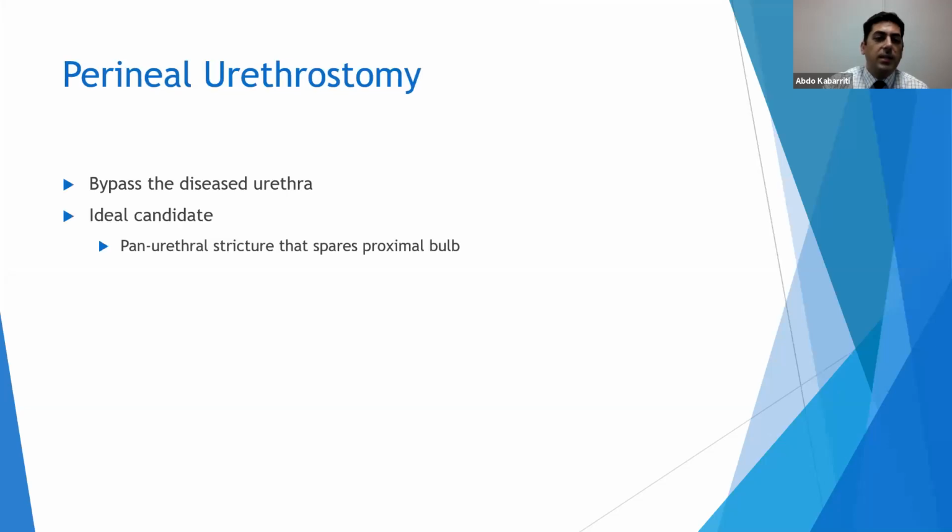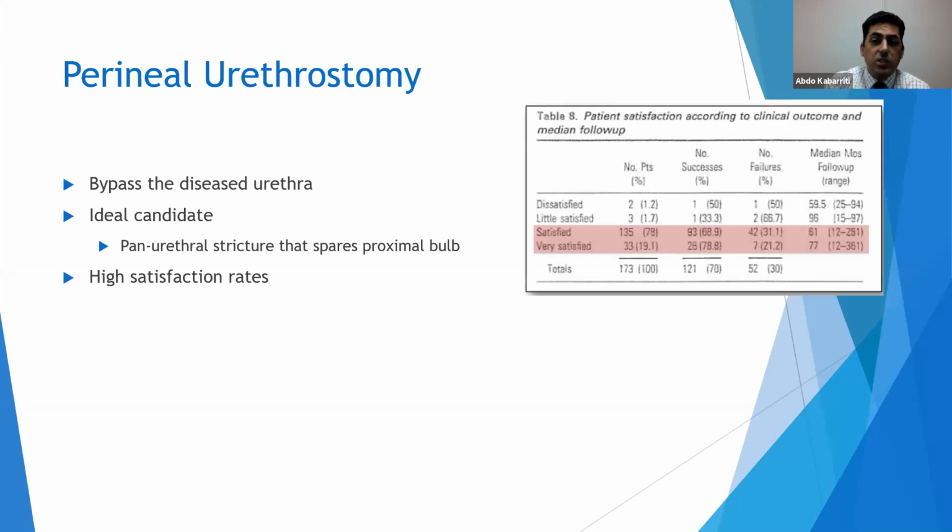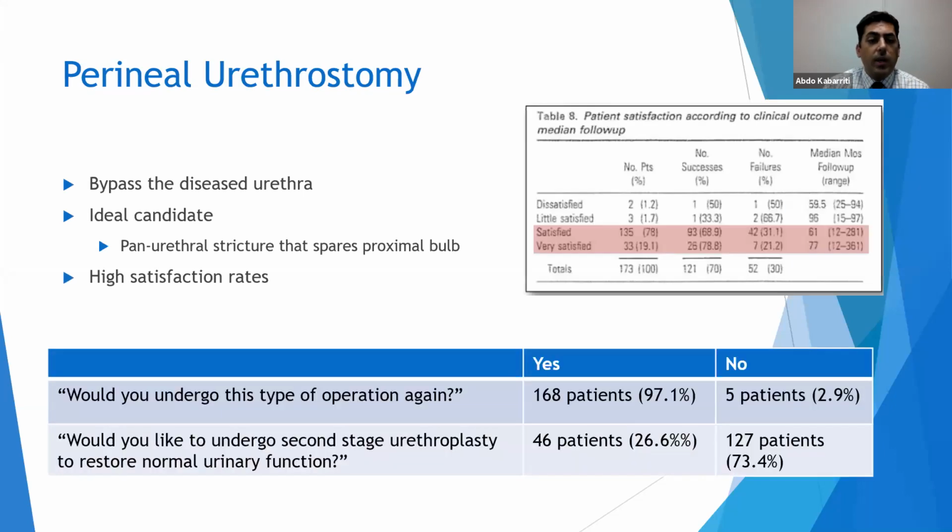It allows you to bypass the more distal anterior urethra. An ideal candidate is a panurethral stricture that really spares the proximal bulbar urethra. And it has a pretty high satisfaction rate. In fact, when you ask patients, would you undergo this type of operation again, 97% of them will say yes.